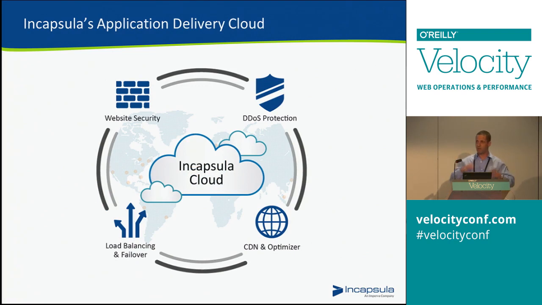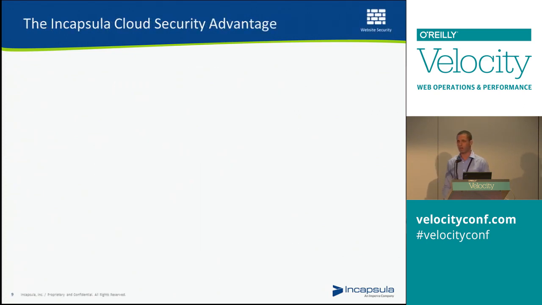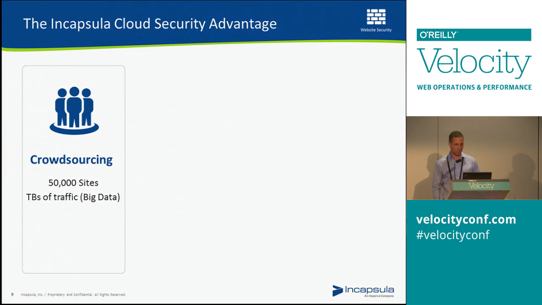The services that build our offering are the basic services of application delivery, which are application security, DDoS protection, CDN and optimization, and load balancing and failover. And I'm going to discuss in a few words the values of the cloud for each of these services. So let's start talking about web application security, because we are basically a security company. That's our DNA, and I think that I can give you some very good examples talking about web application security.